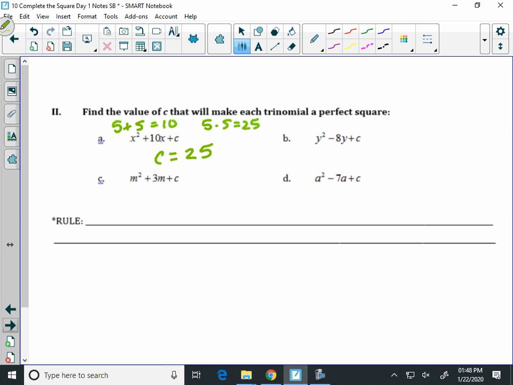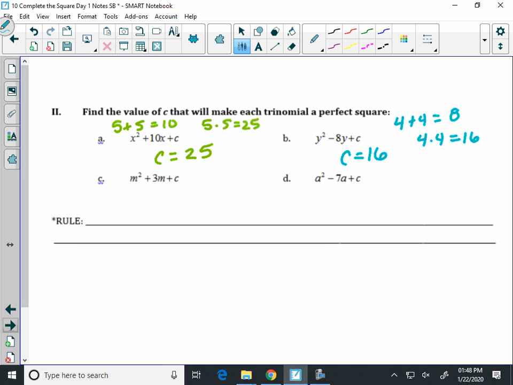Well, what about B? What number can I add to itself to get 8? 4, right? So to get the back number, multiply it together. 4 times 4 gives us what? So C needs to be 16. And 4 plus 4 gives us our middle, 8. 4 times 4 will give us our back number, 16.